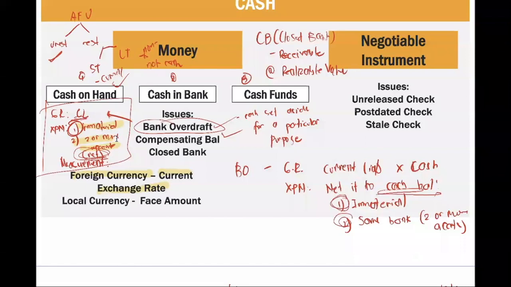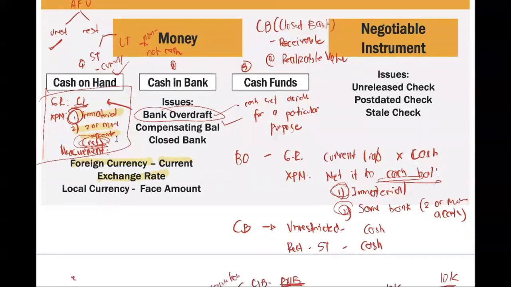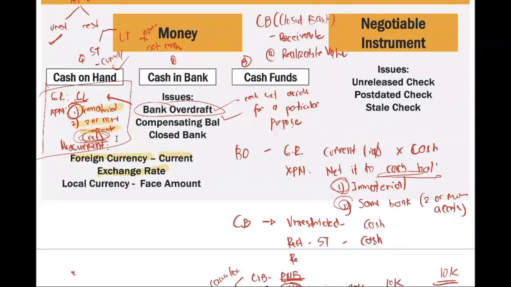Next, we have your compensating balance. If your compensating balance is unrestricted, it is considered cash. If it is restricted, but for short-term purposes, it is considered cash. If it is restricted for long-term purposes, it is considered not cash. It is considered a non-current asset.